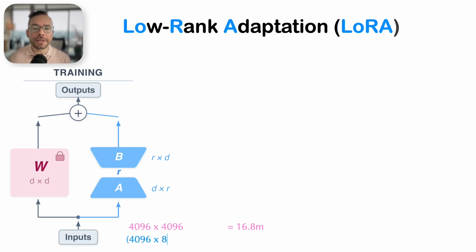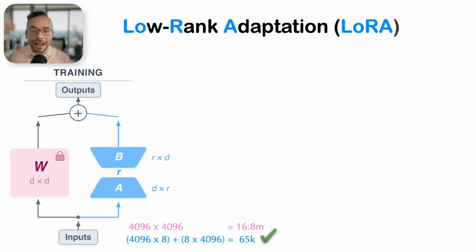With LoRA using a rank of 8, we split that into two matrices. That brings us to 65K. That's over a 250 times reduction for a single layer. And that's where the massive memory and compute saving comes from.